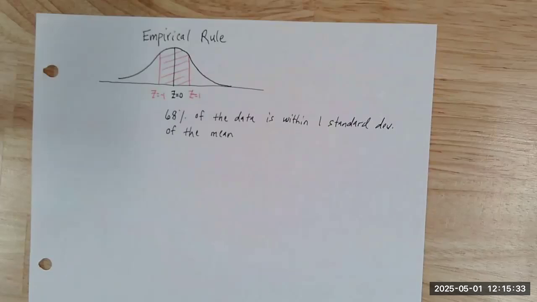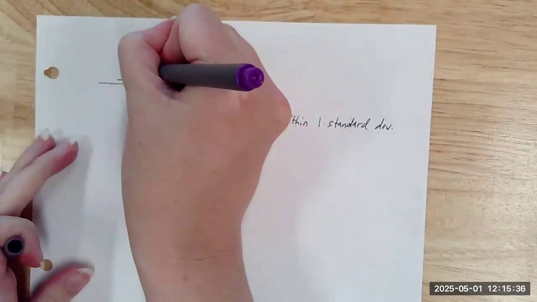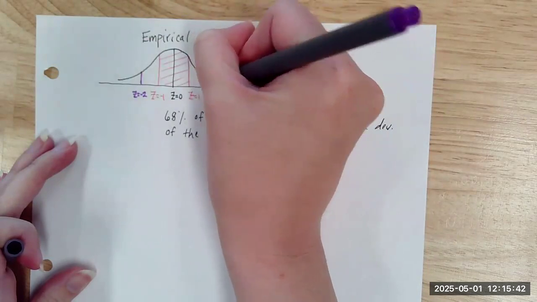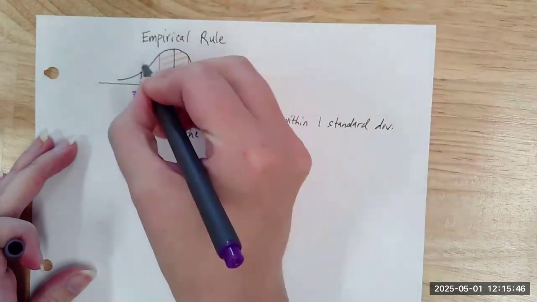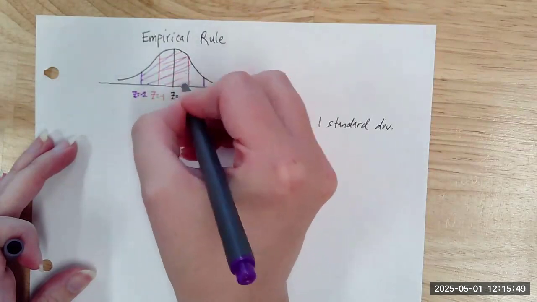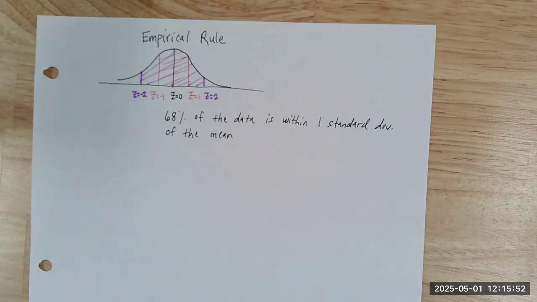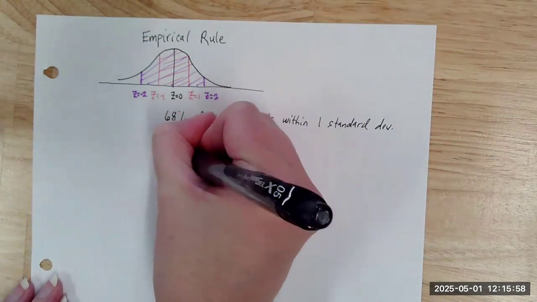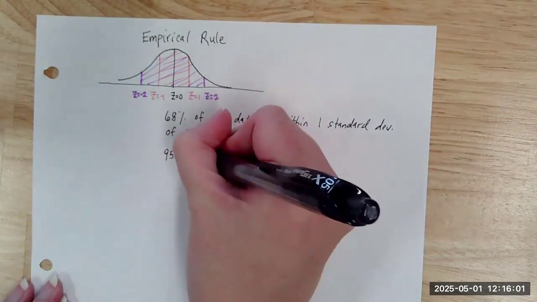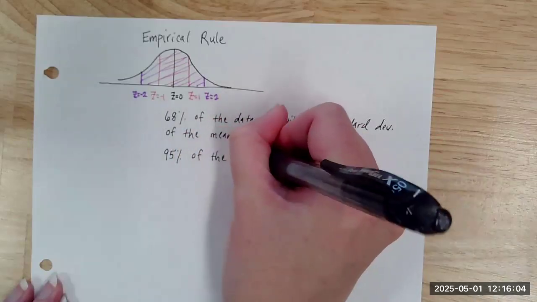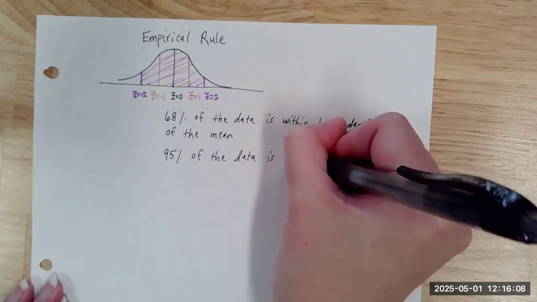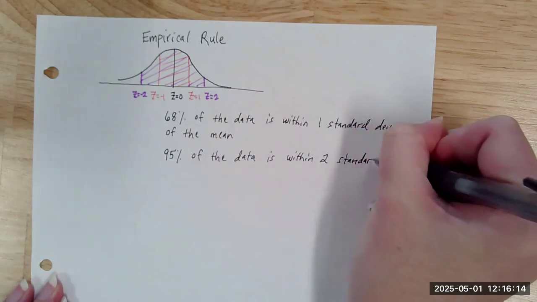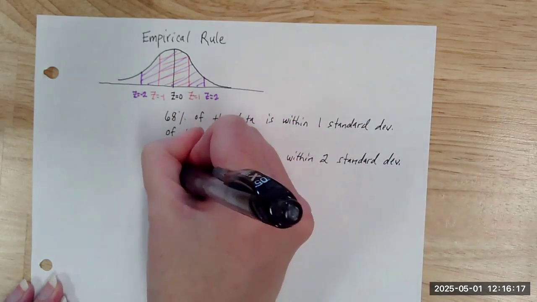If we went out 2 standard deviations, so if I went out to z equal to -2, and I went out to z equal to +2, do you remember how much of the data is within 2 standard deviations of the mean? 95% of the data is within 2 standard deviations of the mean.